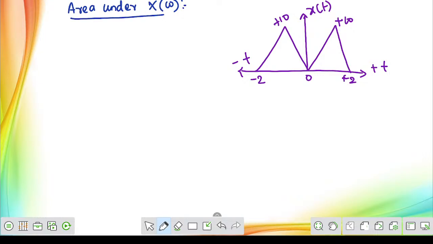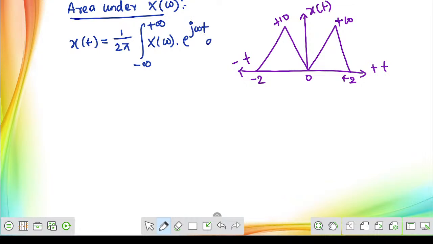Wait, first write down the inverse Fourier transform property, because only if you know the inverse Fourier transform property will you be able to give the answer. I will tell you the formula for the inverse Fourier transform. x of t can be written as 1 upon 2 pi, integral from minus infinity to plus infinity of x of omega into e power j omega t d omega. Correct, sir? This is the inverse Fourier transform property. Area under x of omega means the integral of x of omega into d omega.